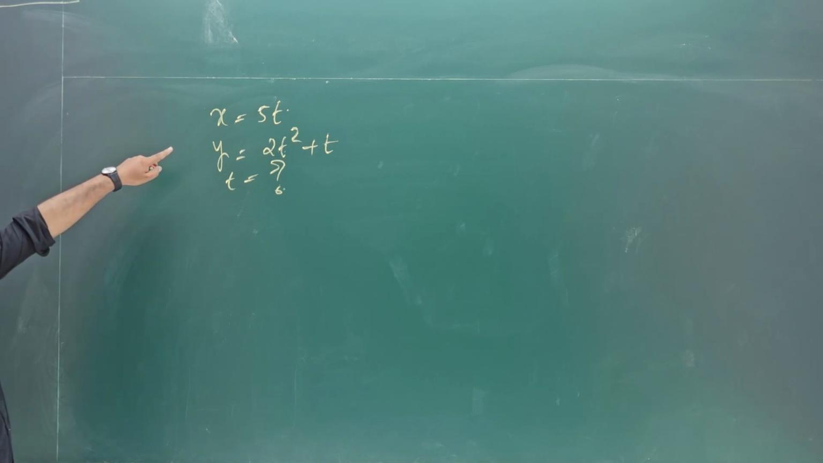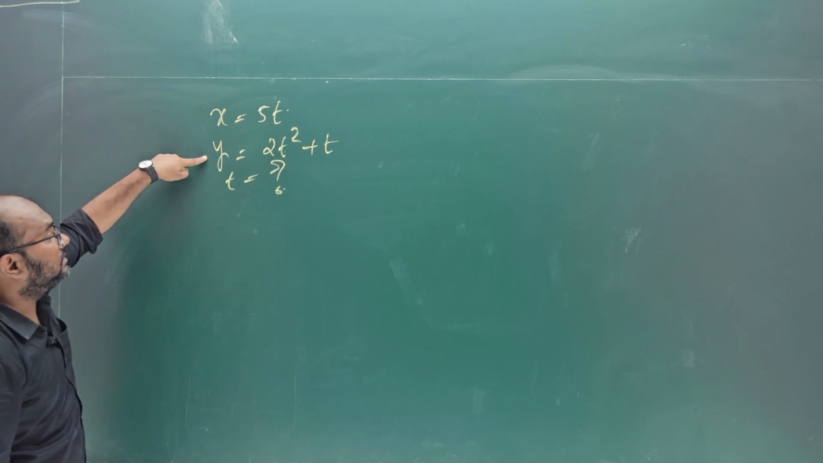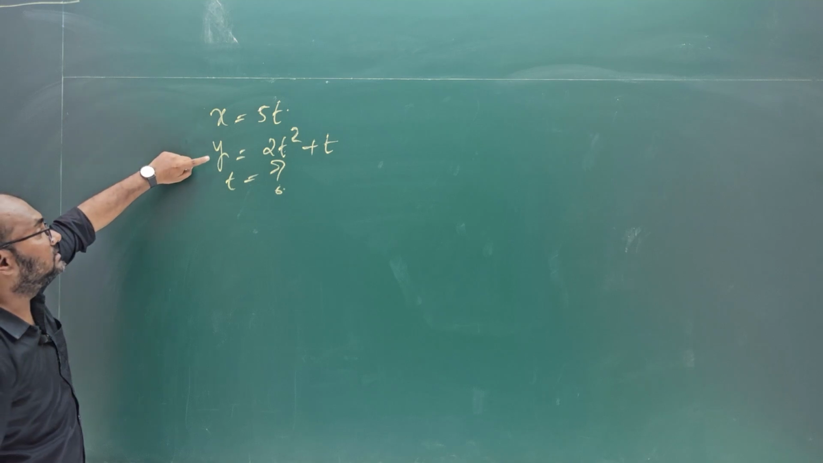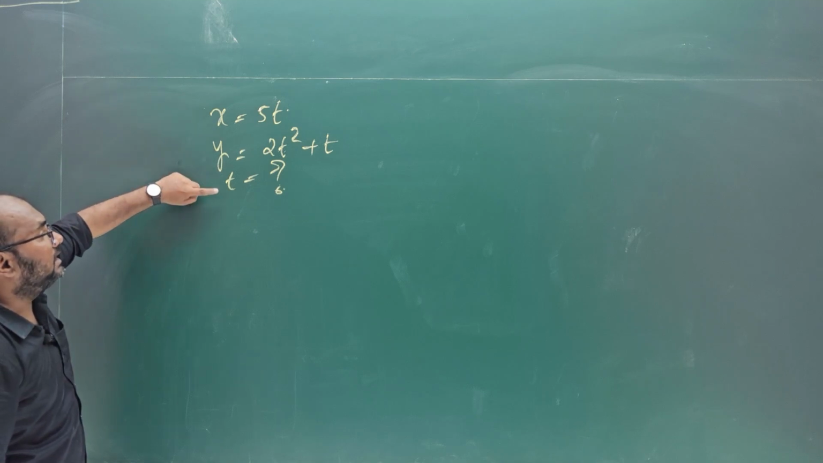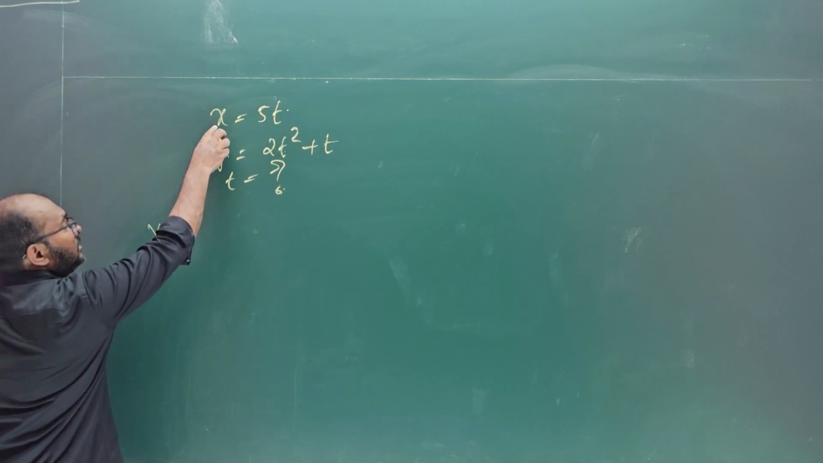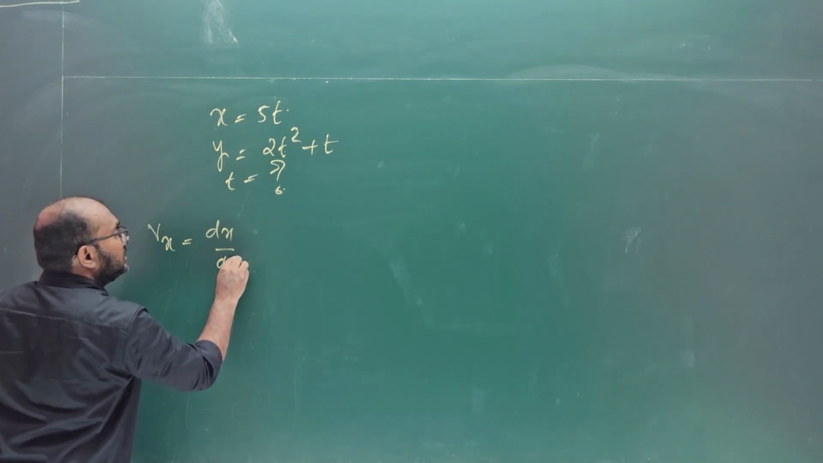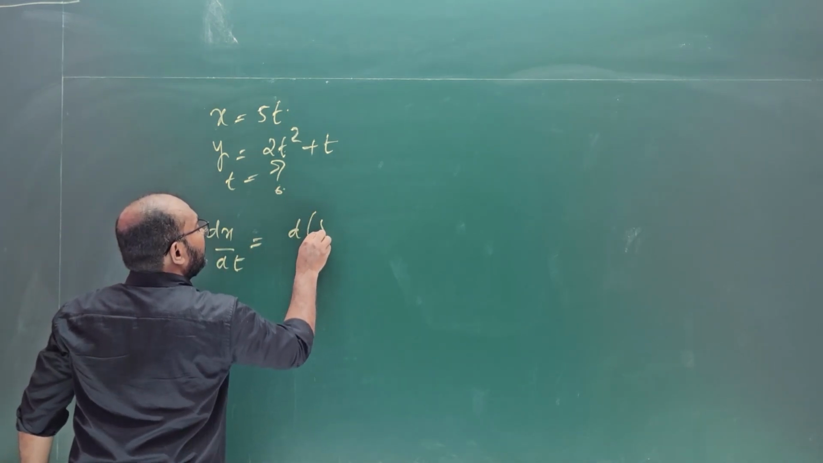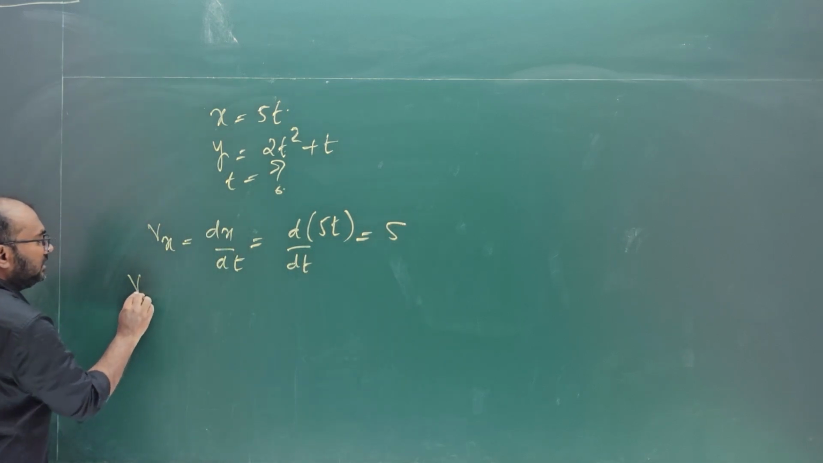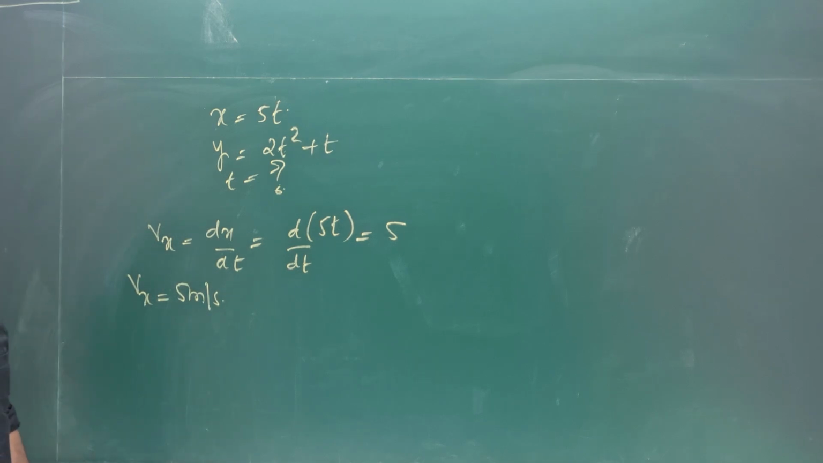x is given, y is also given. This is not a coordinate; this is displacement along the x-axis and this is displacement along the y-axis. They are asking you the time. So Vx is nothing but differentiating x, that is dx upon dt, which is d of 5t with respect to time. This becomes 5. So velocity along the x-axis is 5 meter per second.